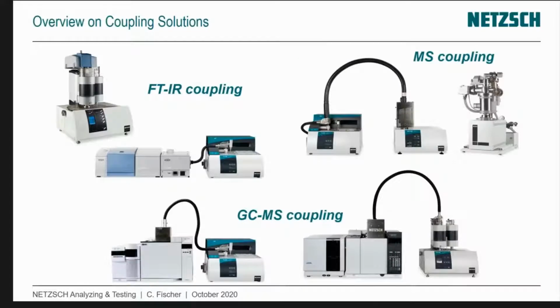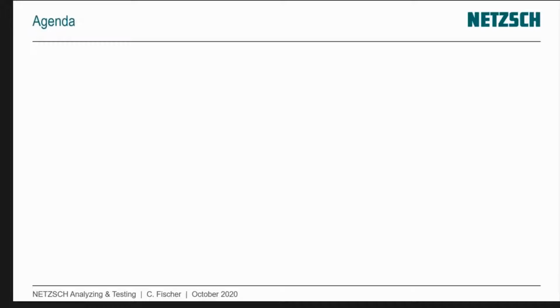NETZSCH offers a great variety of different gas analyzers in combination with thermal balances or simultaneous thermal analyzers. These are, in principle: on the upper left side, the coupling to an FT-IR spectrometer; on the upper right side, the coupling to an MS spectrometer; or down in the middle, the coupling to TGA-MS systems. Today, I will discuss a few questions you may encounter during your daily work and how they can be solved by evolved gas analysis.